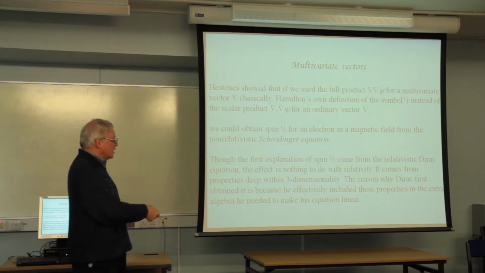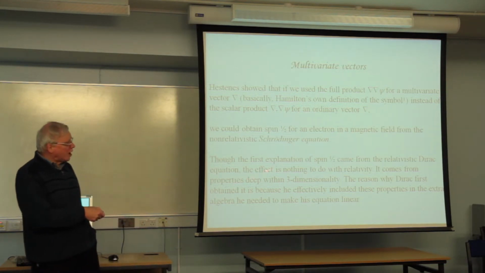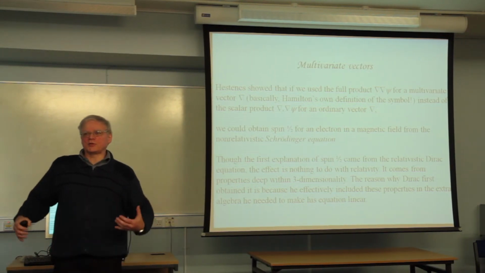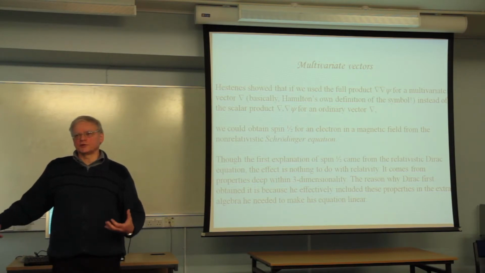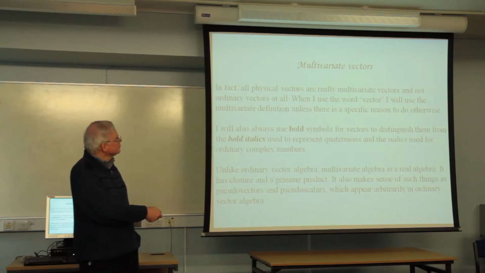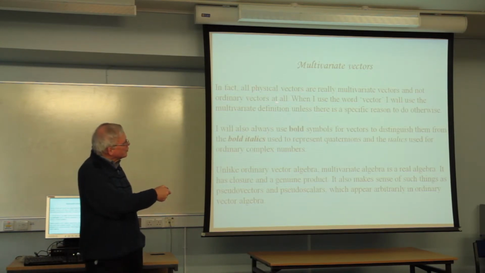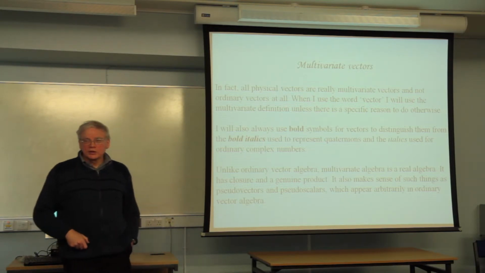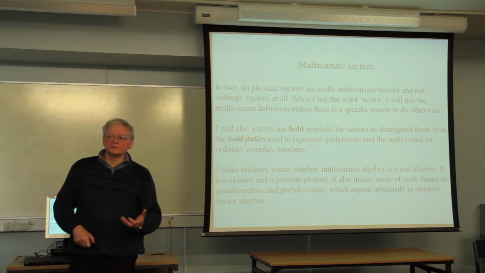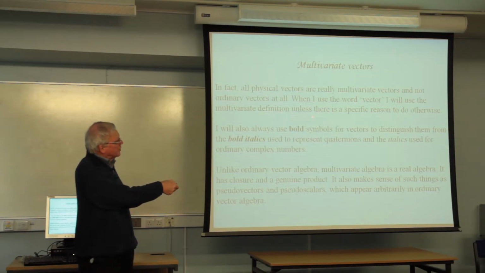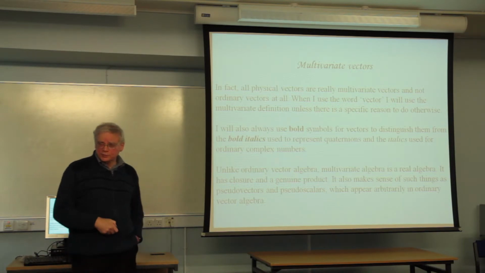Right. Okay. And Hestenes has shown that the spin half effect wasn't because of the relativity that Dirac introduced, but because of the extra mathematics he had to introduce to linearize the Dirac equation. But that's his result, not mine. What I would say is that all physical vectors are really vectors of this kind. This is the true meaning of the word vector. And so when I use the word vector, I will always refer to this kind of vector. I won't refer to ordinary vectors unless I specifically say so.